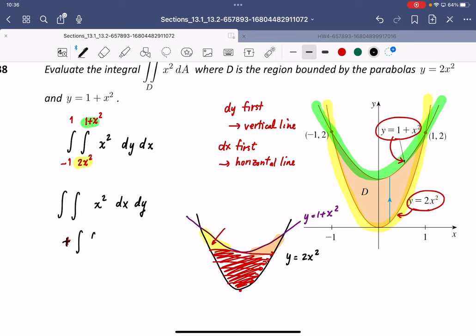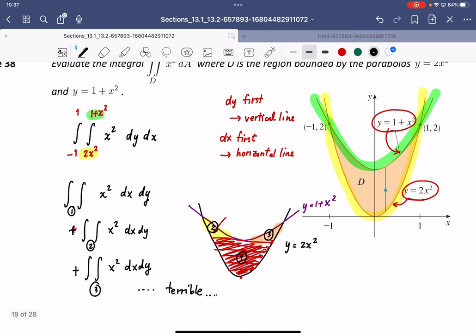Like that. It's going to be super terrible if you want to do it. If you want to do the x dy, you have to do the first piece, the second piece, the third piece, and then you do the first one, the second one, the third one. This is terrible. So we are not going to do the x dy because this is going to be the hard one. If you choose to do it, you have to separate the region into 3 pieces. It's going to be super terrible.